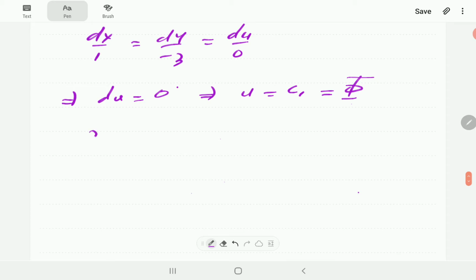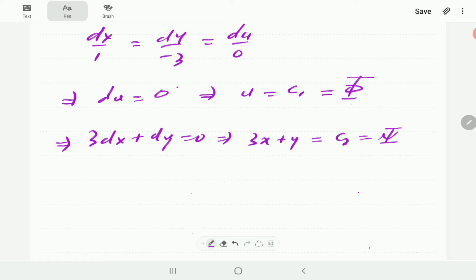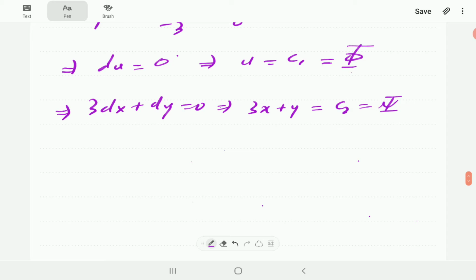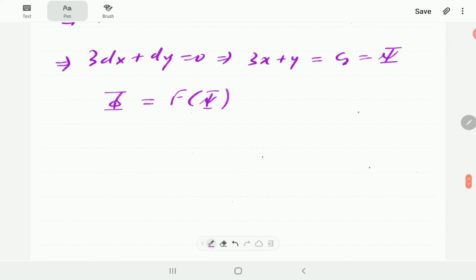Then from the first two, we're going to have 3dx plus dy equal to 0. This one is telling us that 3x plus y is equal to c2, which is our psi. Now from our deliberations on these, we said the general solution is going to be given by phi equals f of psi, or vice versa, where f is an arbitrary function. So in this case, u is equal to f of 3x plus y, where f is an arbitrary function.